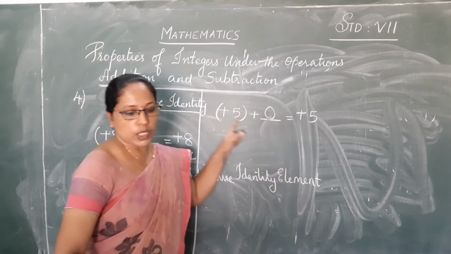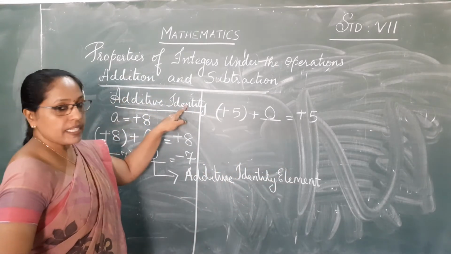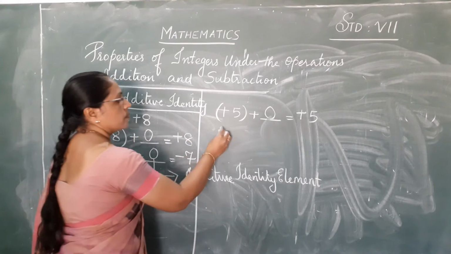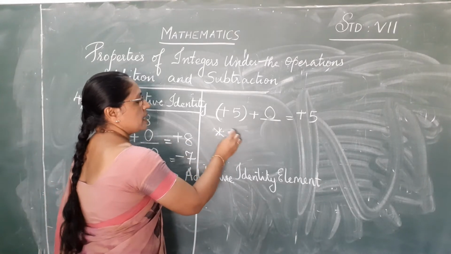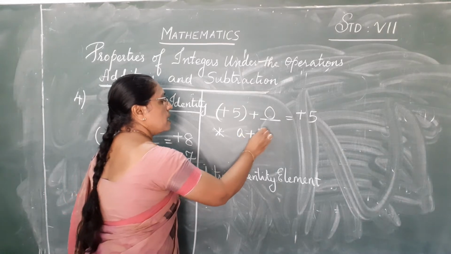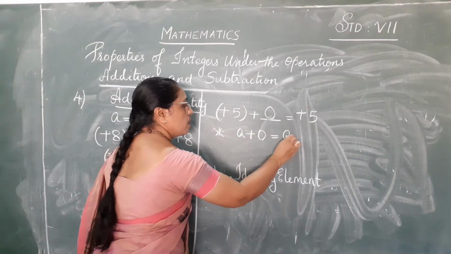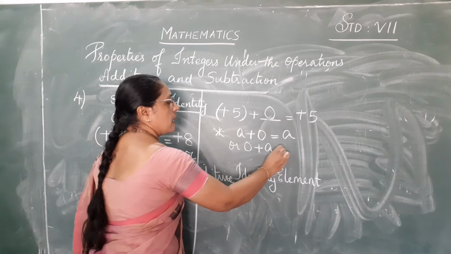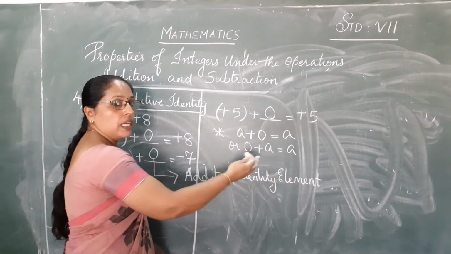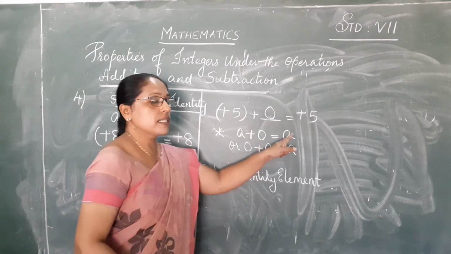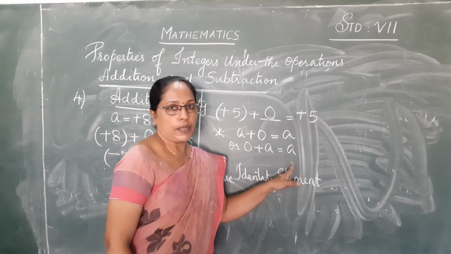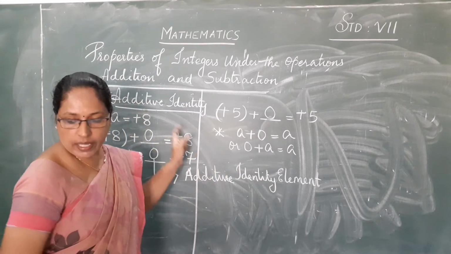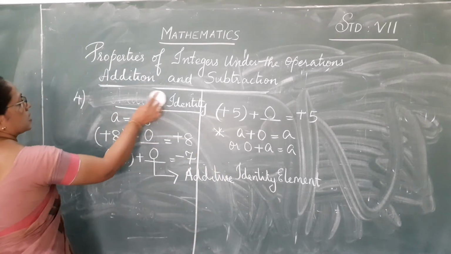Okay. This property is known as additive identity. So what we can say? If A is an integer, then A plus 0 is equal to A, or 0 plus A equal to A. Any order, if you add with 0, the answer will be the same number. And this property is known as additive identity. Okay. Next.